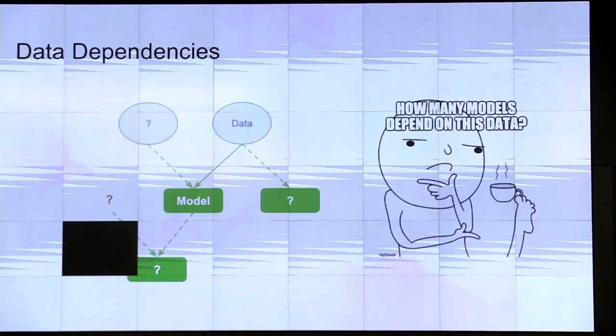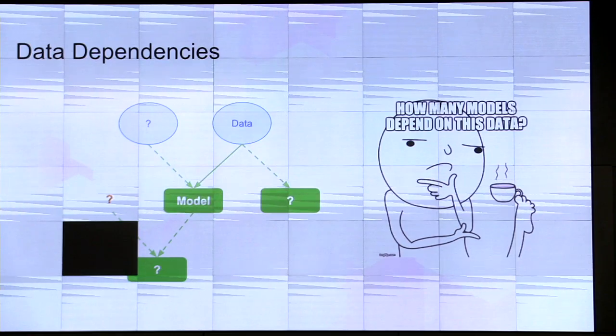Let's first start with data dependencies. Data dependencies are a simple concept: what kind of data, and how much data, your model depends on. If you don't have a clear idea of that, it becomes a problem on your iteration, because the data can change and the distribution of data changes.